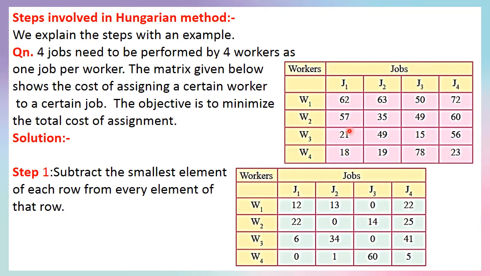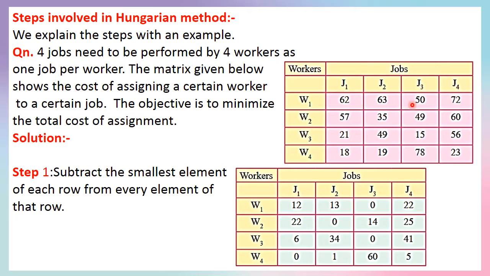Here we call it the cost matrix, and the numbers given in these pink columns are the cost of assigning a particular job to a particular worker. So we have to minimize the cost of assignment. The steps involved are: step 1, subtract the smallest element of each row from every element of that row. That is, we will find the smallest element of each row.